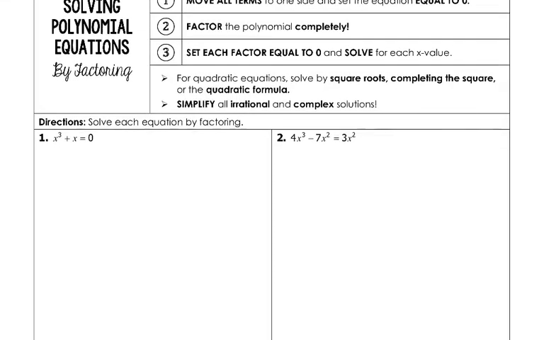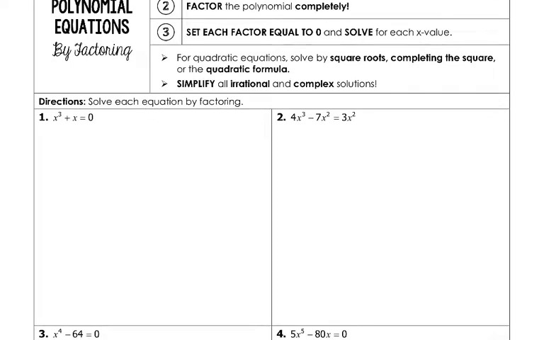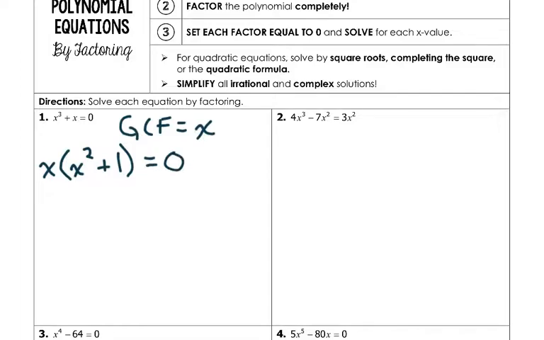We always check for a GCF first. Our GCF here is x. We factor that out, put it on the outside, and we're left with x squared plus 1, and that equals 0. Now we have an equation instead of just an expression, so we have to solve. We have two factors here: factor 1 is x, and factor 2 is x squared plus 1. We can tell they are factors because they are being multiplied. Factors are terms that are being multiplied to each other.